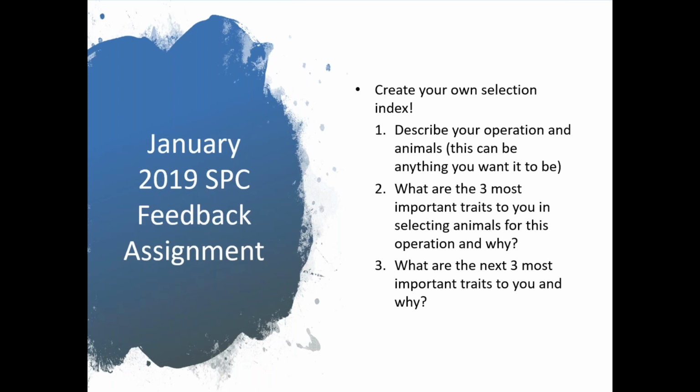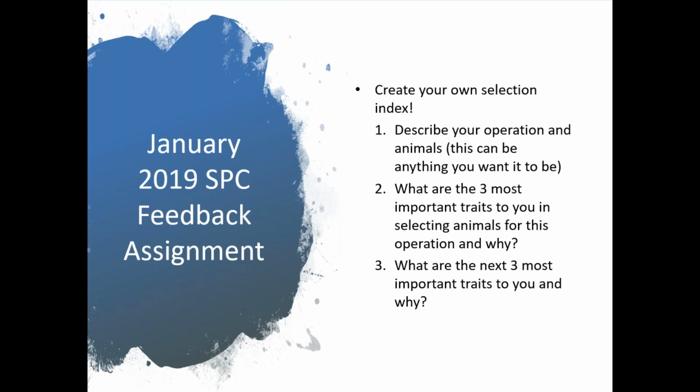The second thing I want you to do is tell us the 3 most important traits to you in selecting animals for the operation you've described in part 1, and why those are the 3 most important to you. Then take the next 3 most important, so 6 total. Hopefully in February we'll have some time at the start of our webinar to review a few things and talk a little bit about what you all decided.